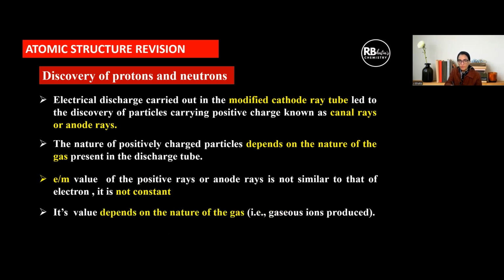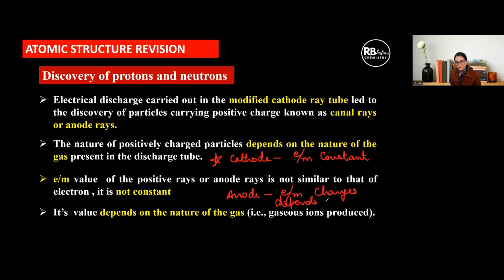Again, a very important question here, very important to understand. Cathode rays have constant E by M, it's fixed, it doesn't change with the gas used. Whereas anode rays, E by M changes, it depends on the nature of gas used. Very important difference for questions.